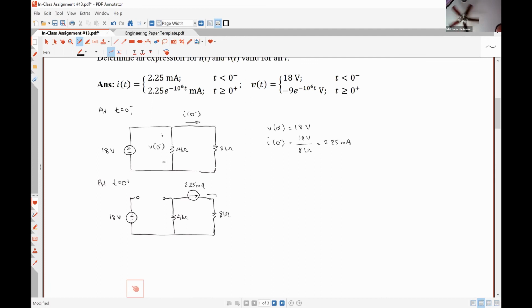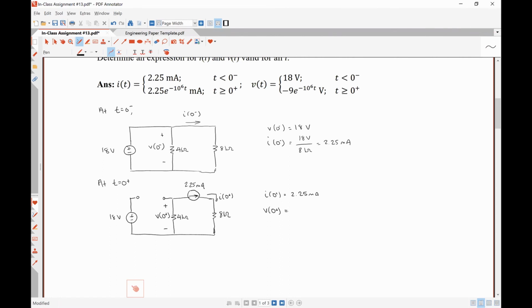here is our inductor current, I at 0 plus, which we already knew right off the bat. I'm just drawing it to be consistent. And then here is our voltage, V at 0 plus. So we know definitively that I at 0 plus has to be 2.25 milliamps. If this one and this one don't match, we have a horrible problem. So how am I going to solve for V at 0 plus?